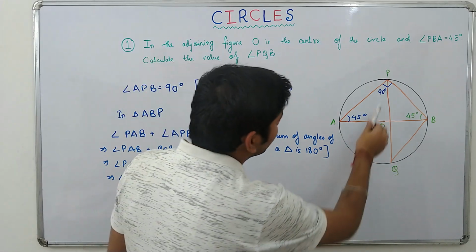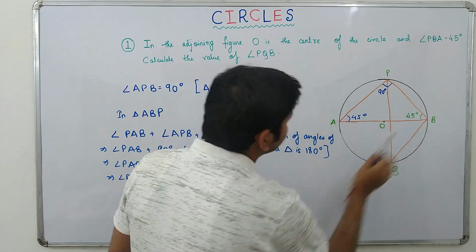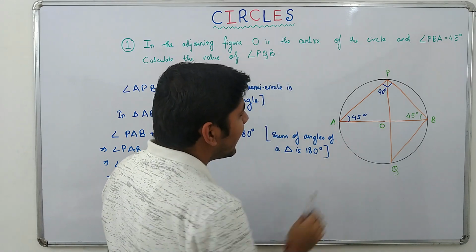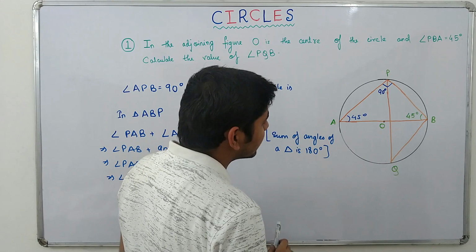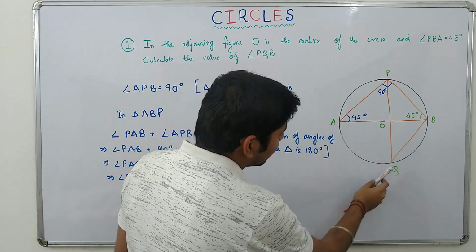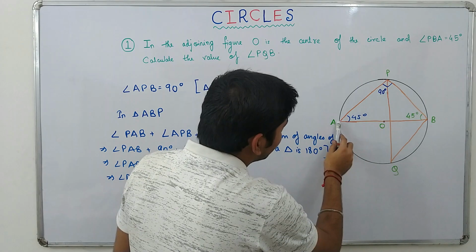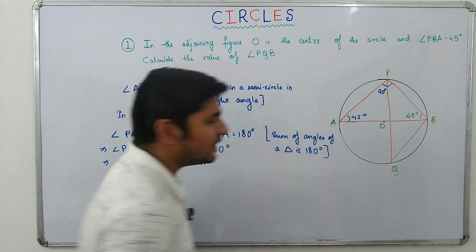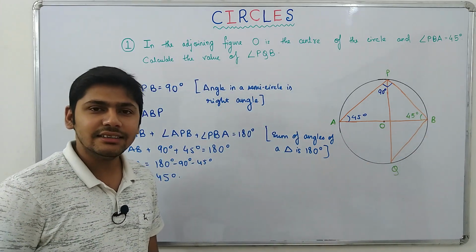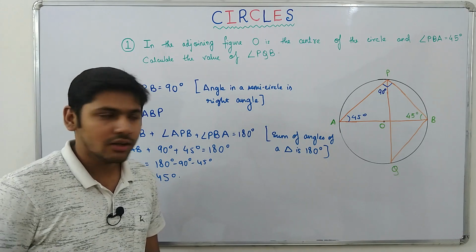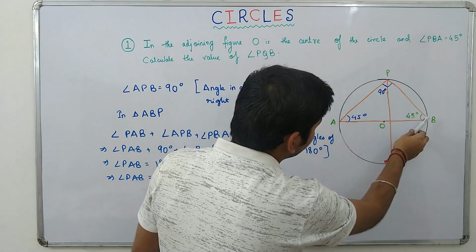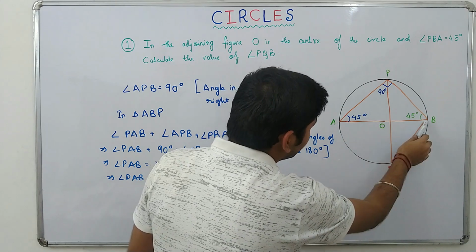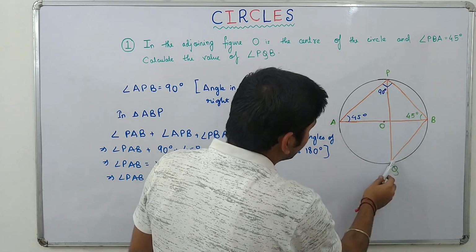Now we have to ultimately calculate angle PQB. We can see that PB is an arc of the circle and PB subtends two angles on the circumference, one at A and one at Q. So we have angle PAB and angle PQB. The second theorem that we studied today was angles in the same segment are equal. So we have the same segment over here. So angles in the same segment will be equal. So PAB will be equal to angle PQB.